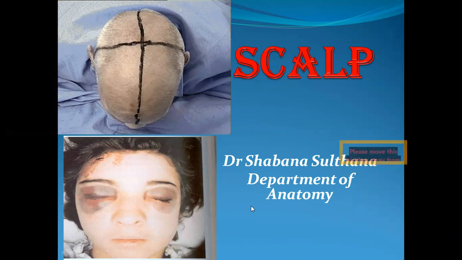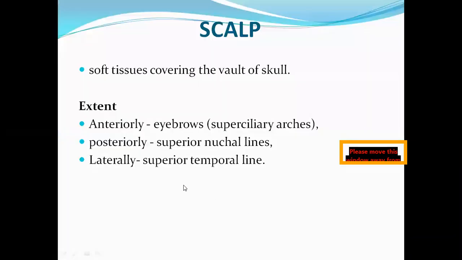So, after having done with osteology of head and neck, now we will see the soft organs, that is, the gross things of head and neck. We are starting, and the very first lecture we have is scalp. The scalp is soft tissue which is covering the vault of skull.